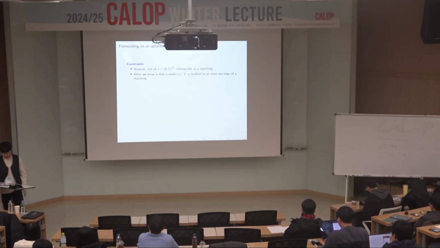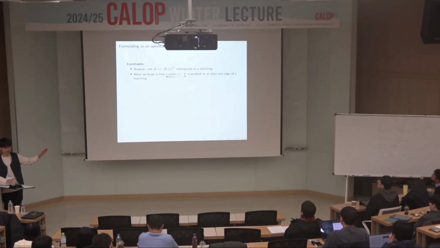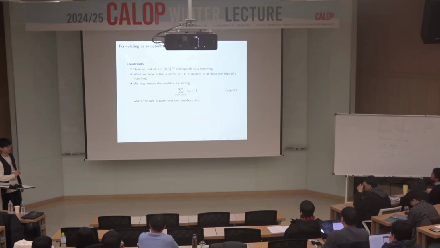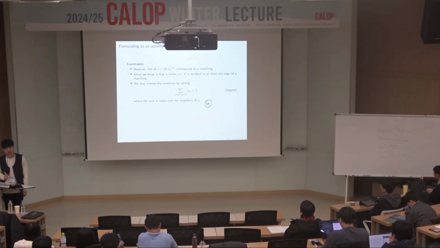What we use is the following. For each vertex u, it can be incident to at most one edge in the matching. You can pick at most one edge, or at most one neighbor, to match with your chosen vertex u. And that can be captured by this inequality. So you have a vertex u, and you look at all neighbors of it.